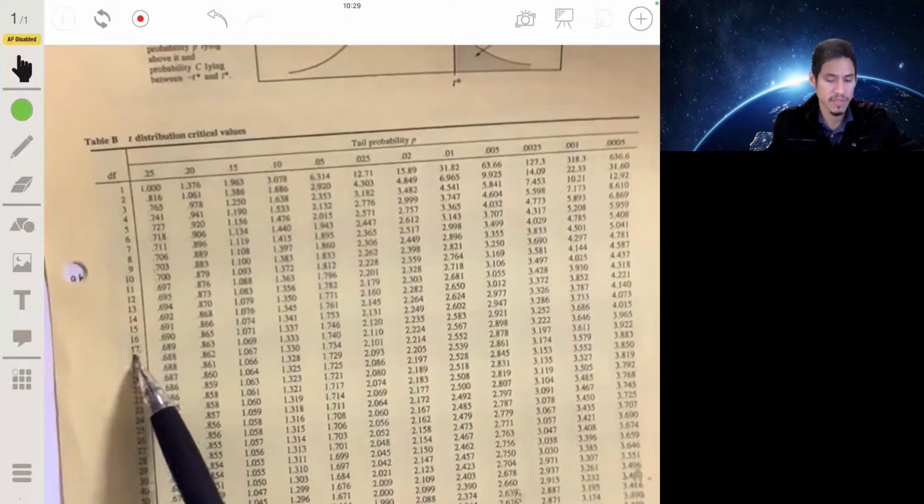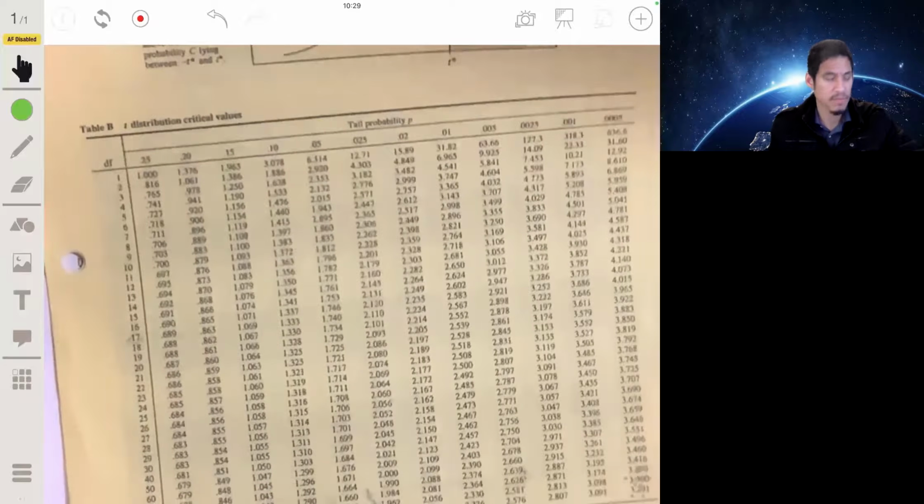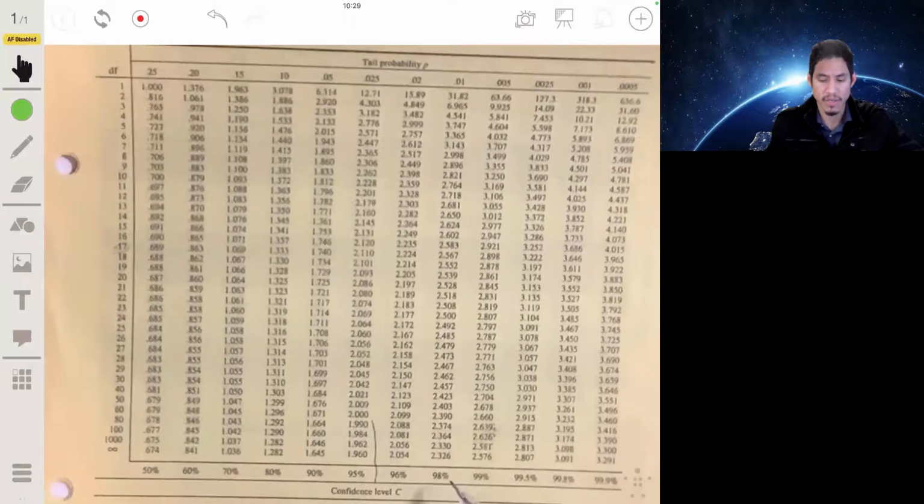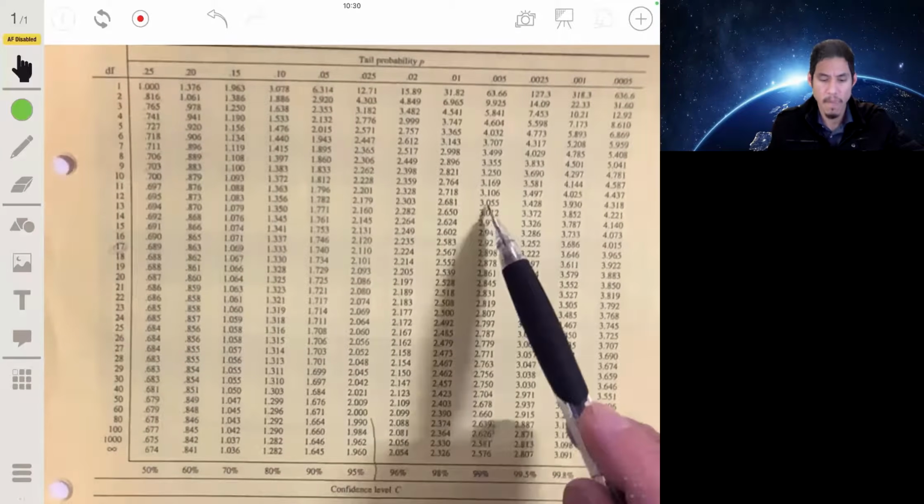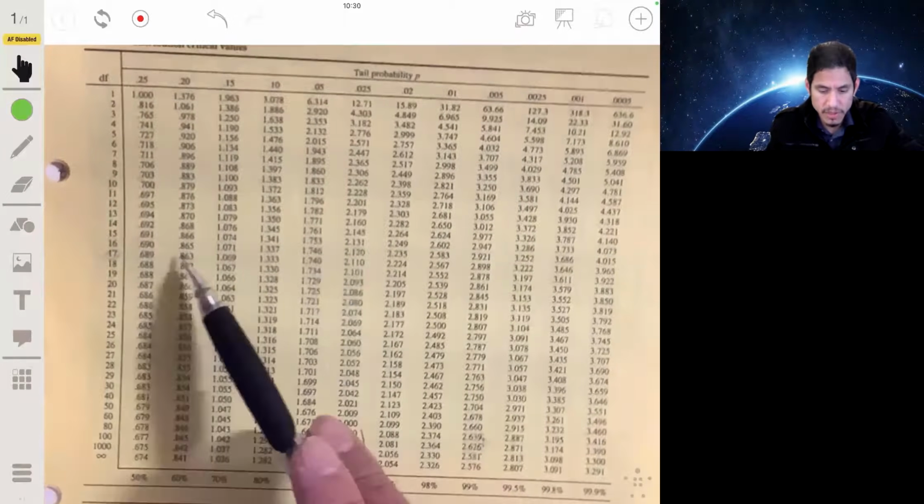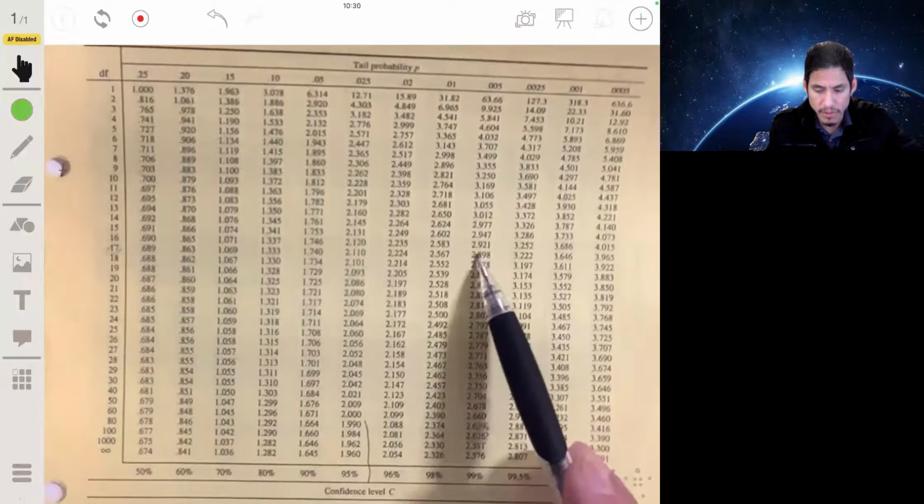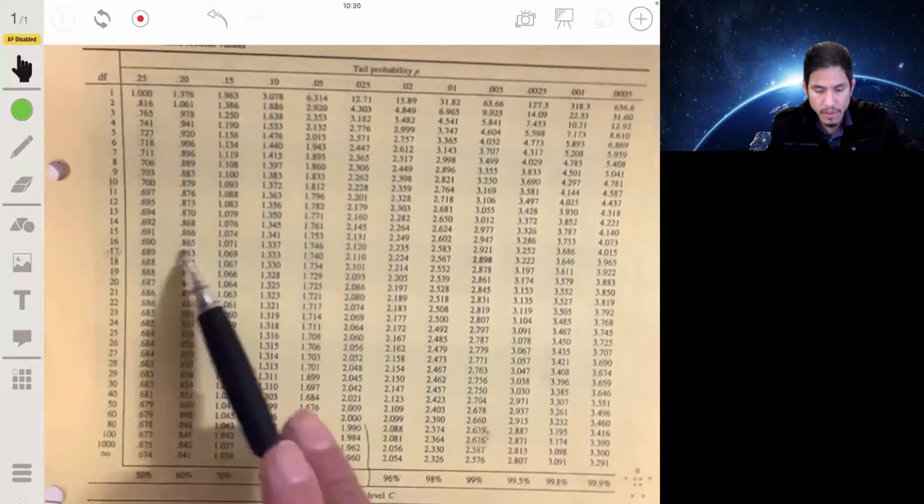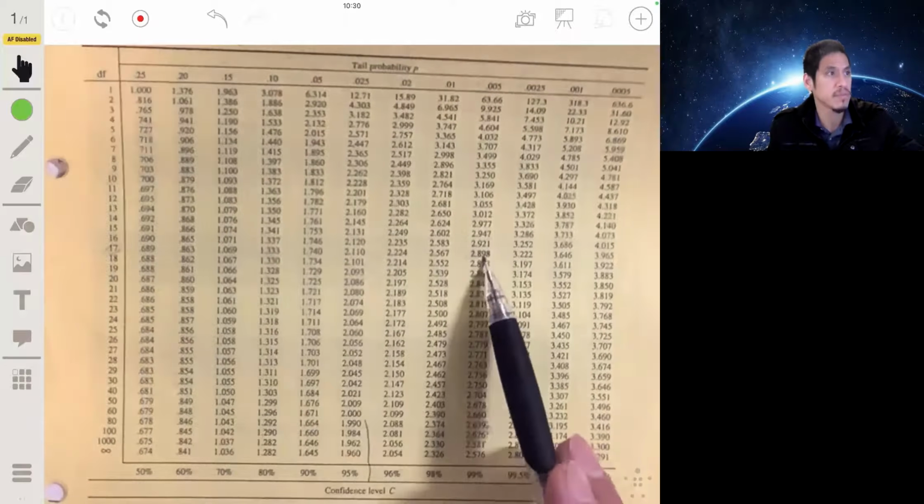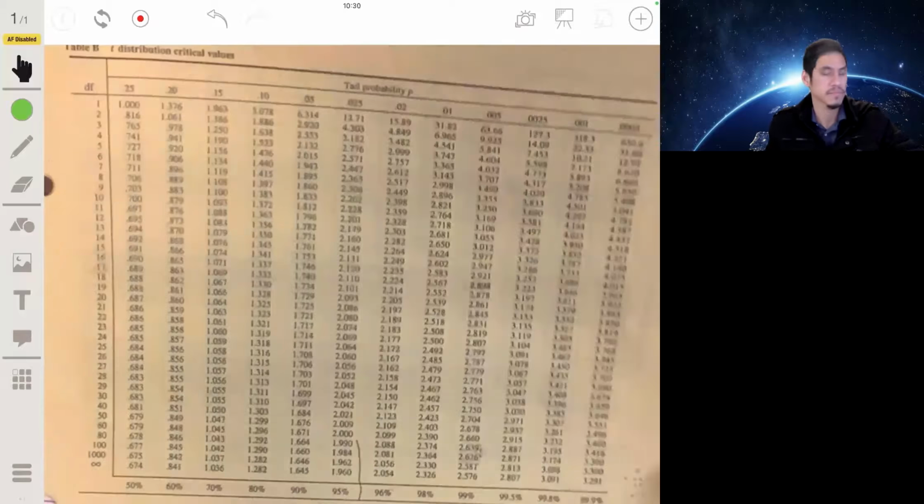So we're going to go to our Table B. Degrees of freedom, 17. And this one already says what confidence level you want, so we're going to go to this column over here. So 17, and we're going to use 2.898. That'll be 2.898, our t star value.